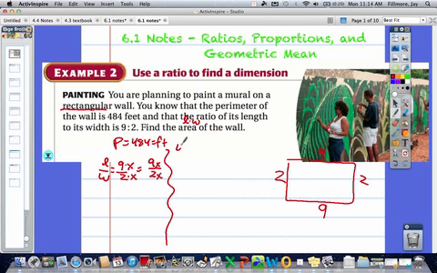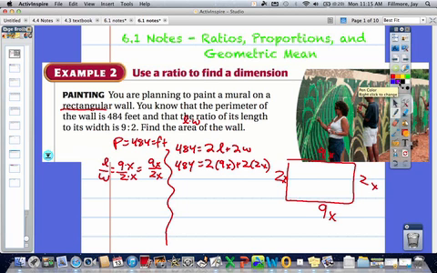Well, to do that, my perimeter is 484. And that equals 2 times the length plus 2 times the width, way back in chapter 1. Well, if I call my length 9x and my width 2x, this is 2 times 9x plus 2 times 2x. From here, I can combine like terms and multiply and end up solving for x. So if I do that, 2 times 9 is 18x. 2 times 2 is 4x. If I combine like terms, I end up with 22x.